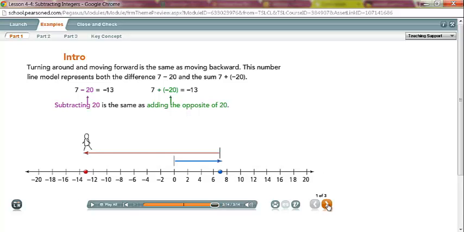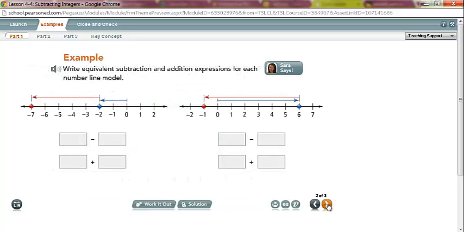Let's go ahead and go to the next. Remember, anytime you need to pause or rewind, please do. Write equivalent subtraction and addition expressions for each number line model.